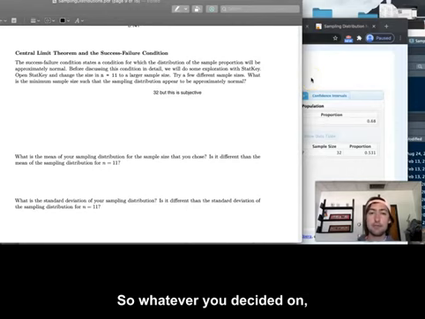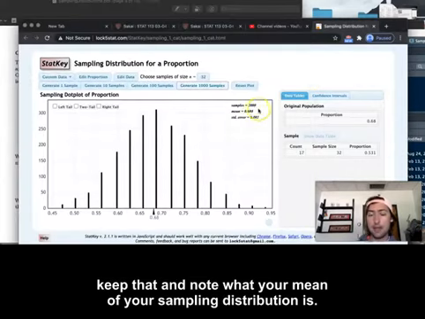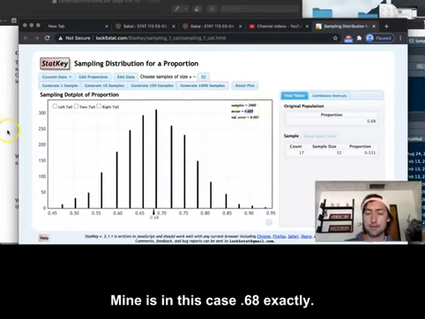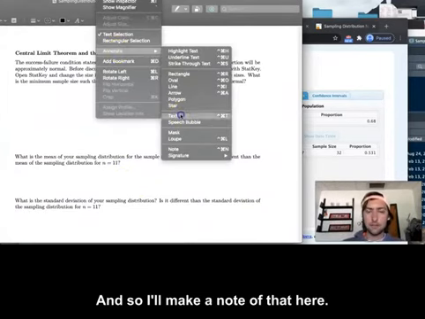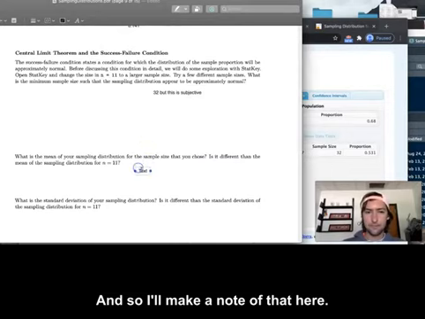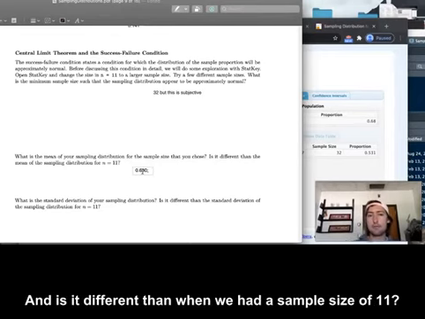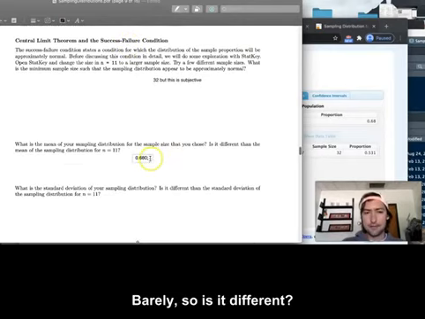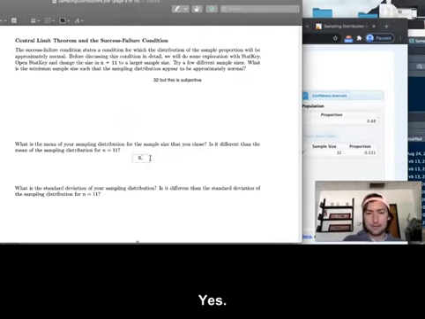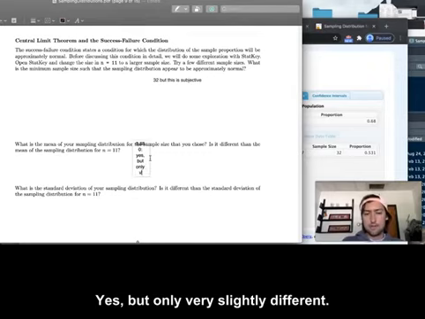So whatever you decided on, keep that and note what the mean of your sampling distribution is. Mine is, in this case, 0.68 exactly, and so I'll make a note of that here. And is it different than when we had a sample size of 11? Barely. So is it different? Yes, but only very slightly different.